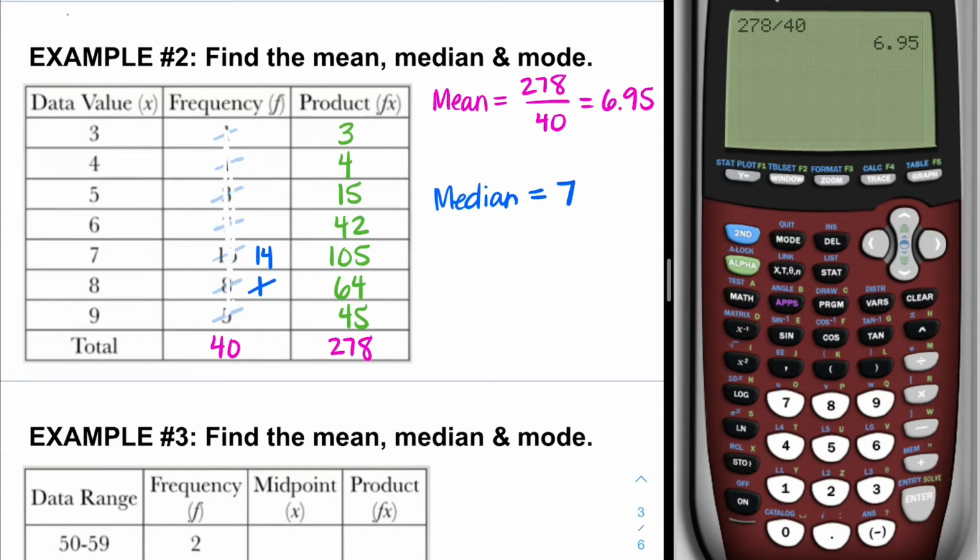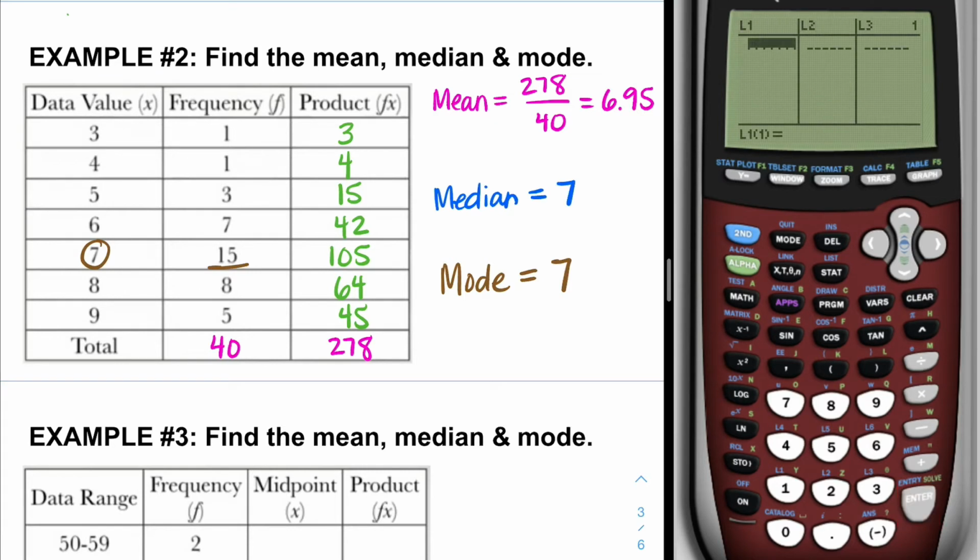Okay? So, last but not least, we want to find our mode. Mode is the number that appears the most. So, if we look here, we have the numbers 3 through 9. If you look at the frequencies, that'll tell you how many times it appears. So, the highest frequency we see is 15, and that's the number 7. So our mode is also 7.